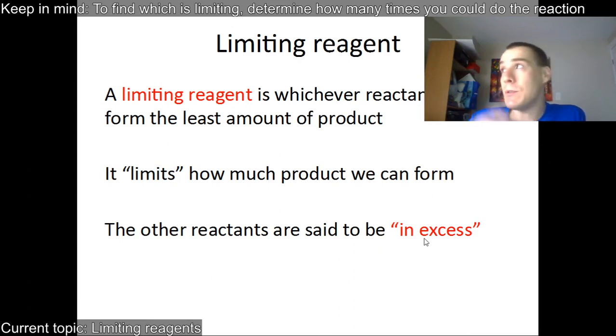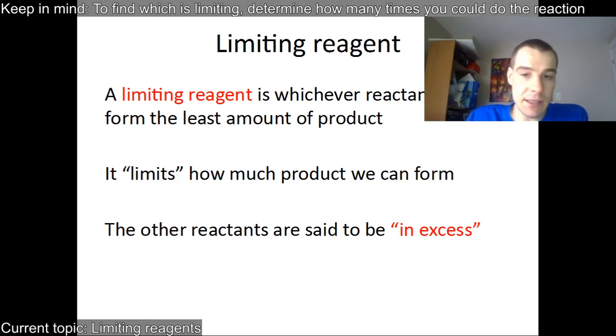So for example, if I was making a sandwich and I had 48 slices of cheese but only 16 pieces of bread, right? It doesn't matter how much cheese, I only have 16 slices of bread. I can only make 8 sandwiches. I'll have a bunch of cheese left over, but I can't make a sandwich out of cheese.